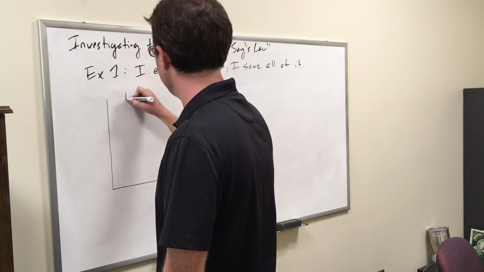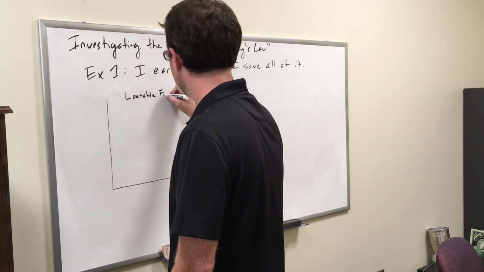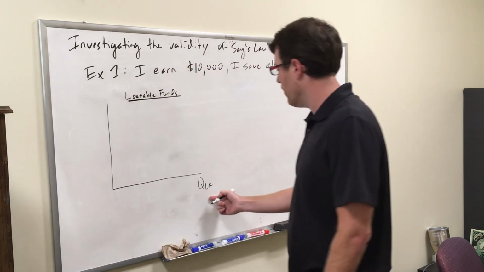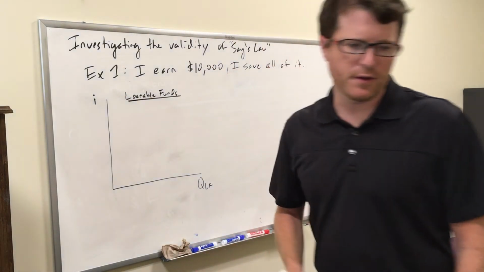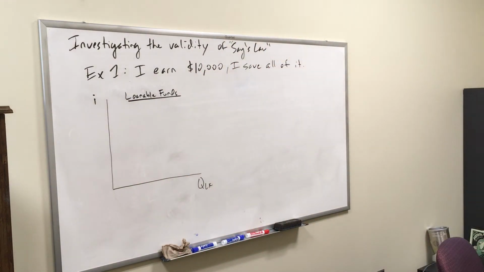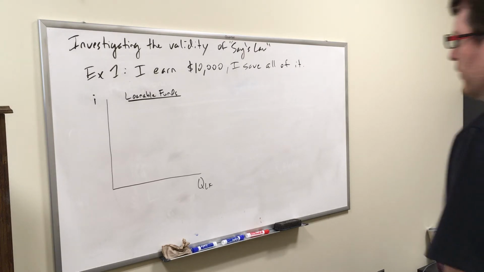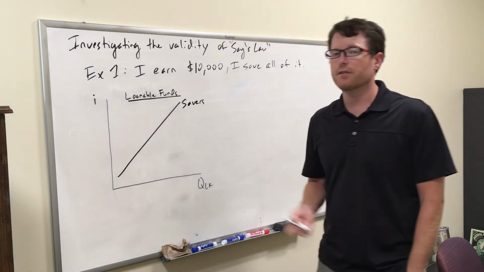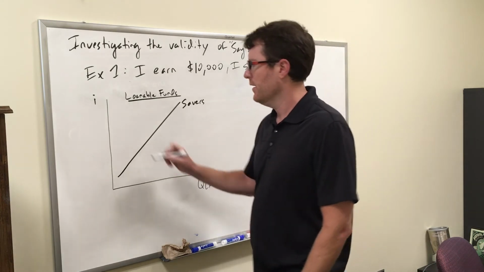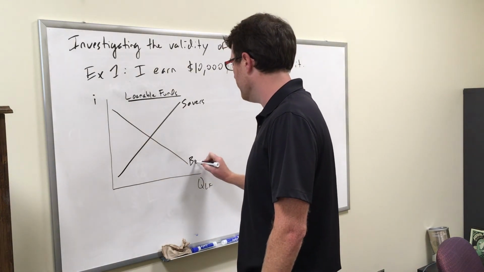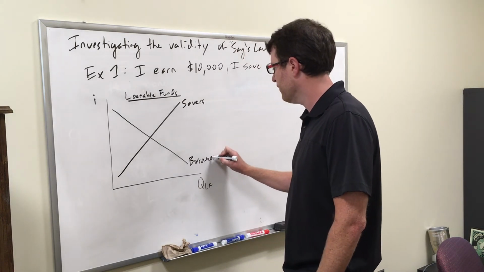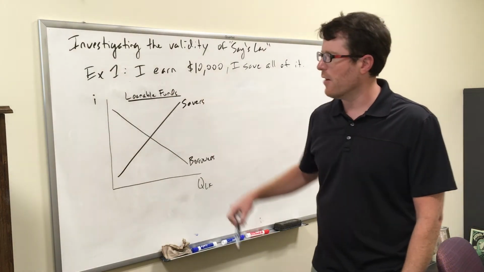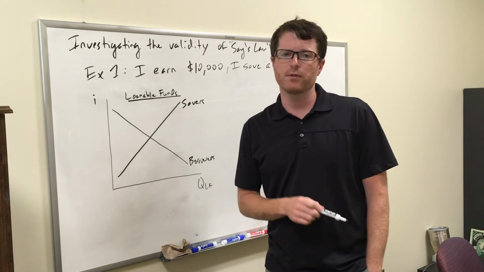So here's the market for loanable funds. This is the quantity of loanable funds, and that right there is the interest rate. And as we saw last class, what would typically be the supply curve is still a supply curve, but it shows savings. And then the demand curve shows investment, or as I like to put it, the borrowers. The savers curve is upward sloping because the higher the interest rate, the more people want to save. Borrowers is downward sloping because the lower the interest rate, the more people want to borrow.